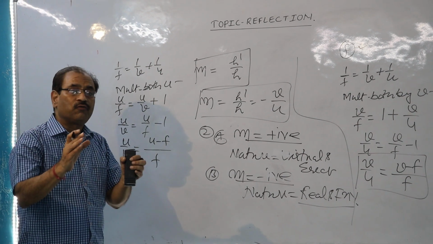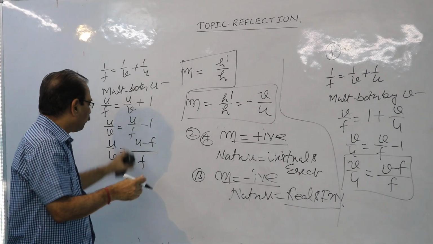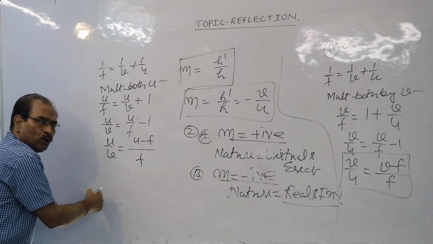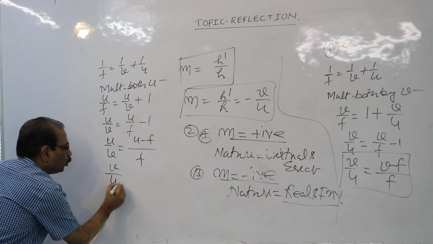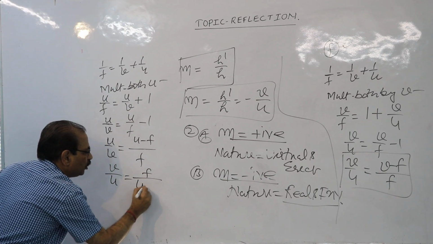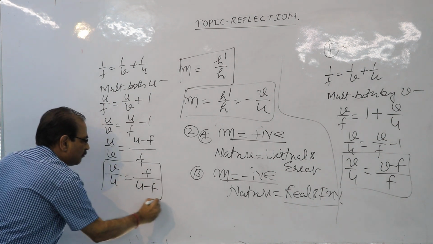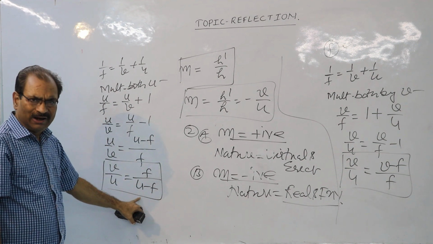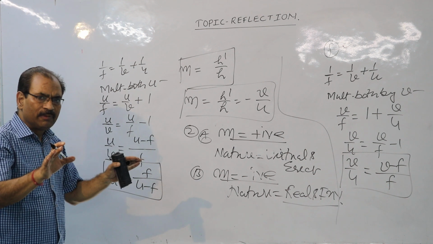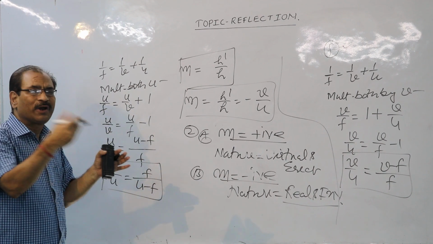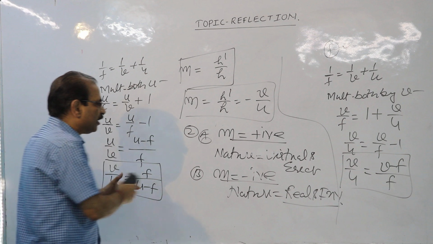Children, we are looking for v upon u, not for u upon v. So take the reciprocal of both the sides. So v upon u will be equal to f upon u minus f. This becomes the fourth formula for magnification. So always remember these formulae. I will write down all the formulae for you once again in a line.